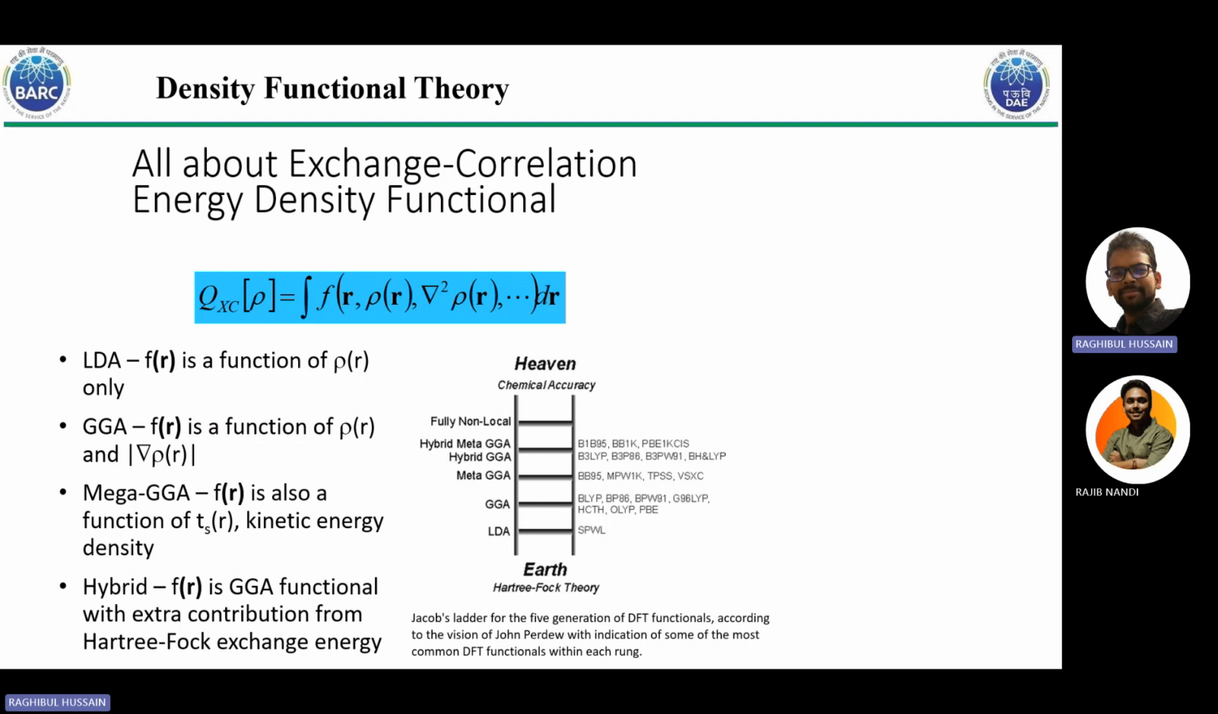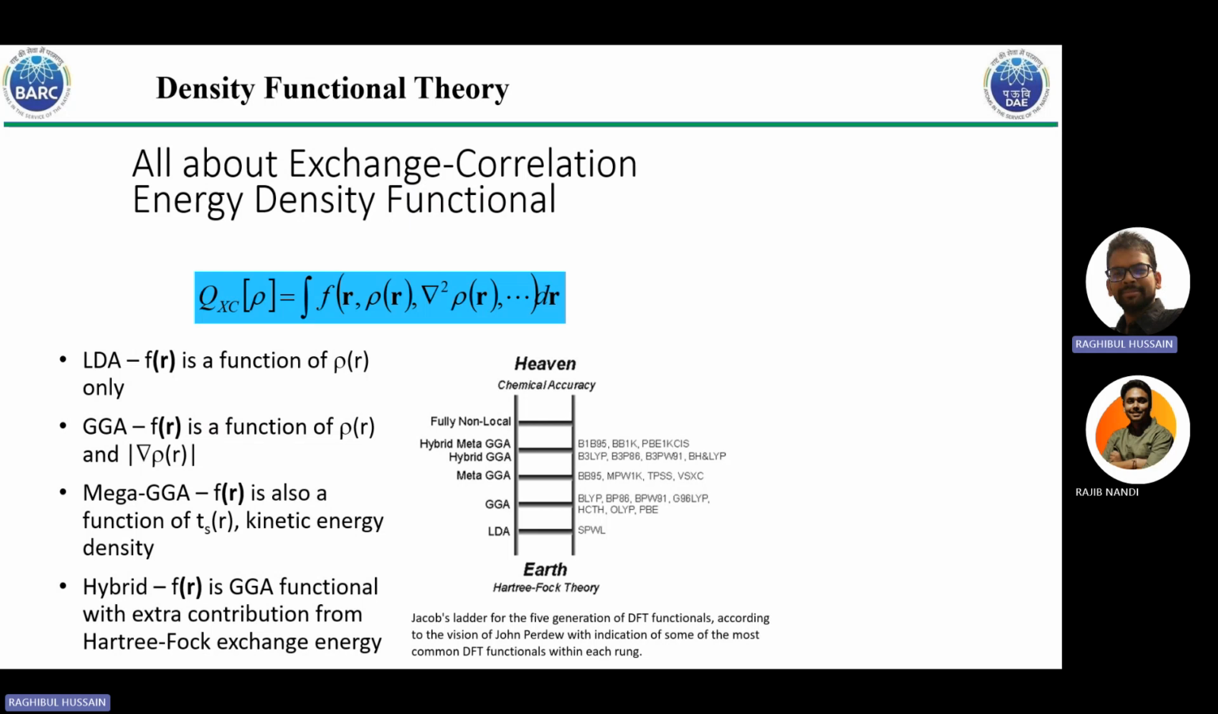Then some people came, Hartree was quite good. The exchange part he has taken, the Pauli exclusion principle, very correctly. So if you vary that and attach it with DFT, you will get a very good result. So some people have come with a hybrid. That is called hybrid. So local, GGA, meta GGA, hybrid, and now it is going on.